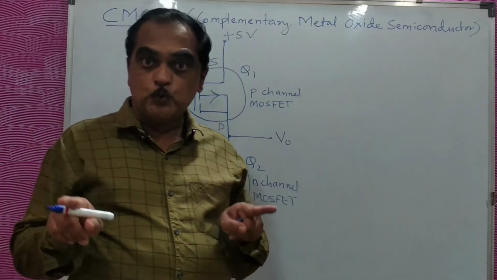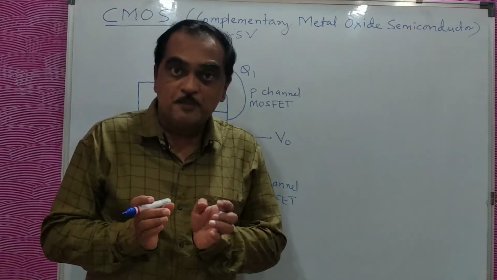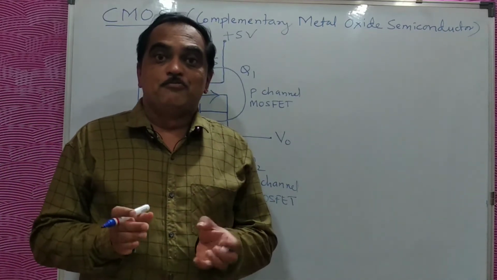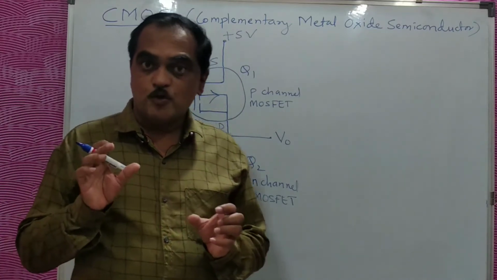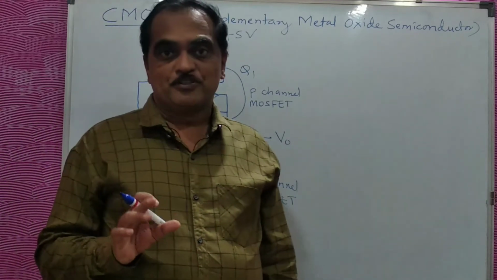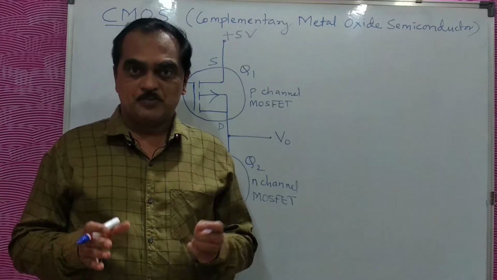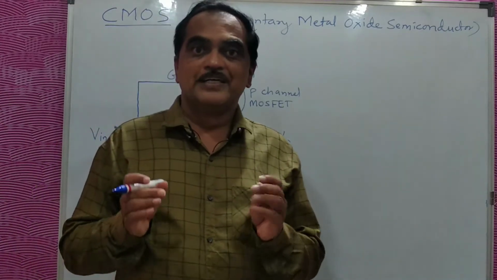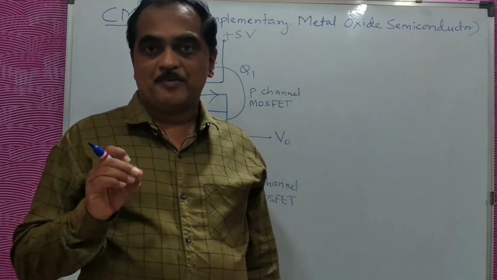If you take two different types of MOSFET and put them on the same substrate, then it will be called complementary MOS. So you have to have a P channel MOSFET and an N channel MOSFET, and you connect both and put them on the same substrate, with the same connection, and then it is called complementary metal oxide semiconductor.